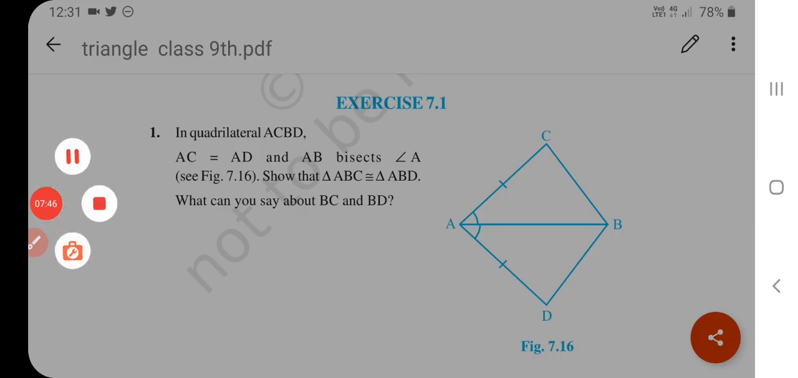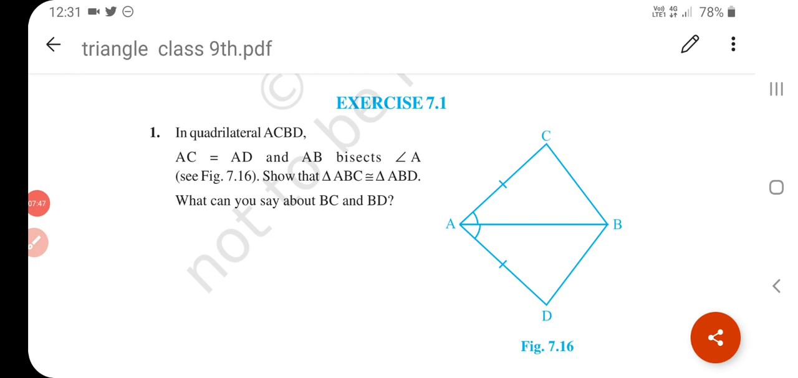In a quadrilateral ACBD, see here, what is the name of the quadrilateral? The name of the quadrilateral is ACBD. So see the name of the quadrilateral, and according to the name you can draw the quadrilateral, or a rough sketch. See here, ACBD is a quadrilateral where AC is equal to AD.